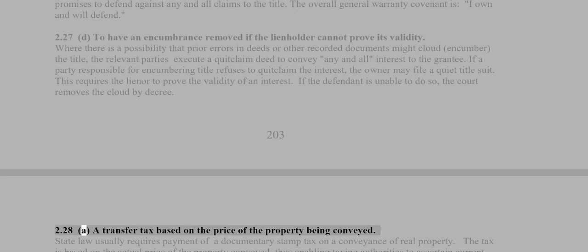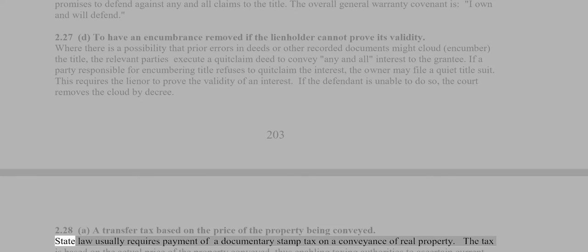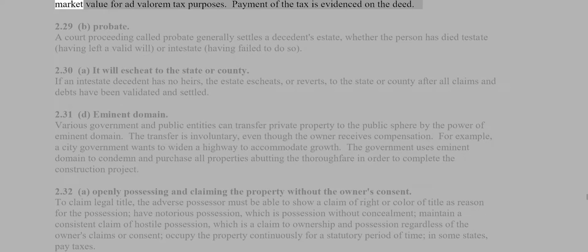2.28 a. A transfer tax based on the price of the property being conveyed. State law usually requires payment of a documentary stamp tax on a conveyance of real property. The tax is based on the actual price of the property conveyed, thus enabling taxing authorities to ascertain current market value for ad valorem tax purposes. Payment of the tax is evidenced on the deed.